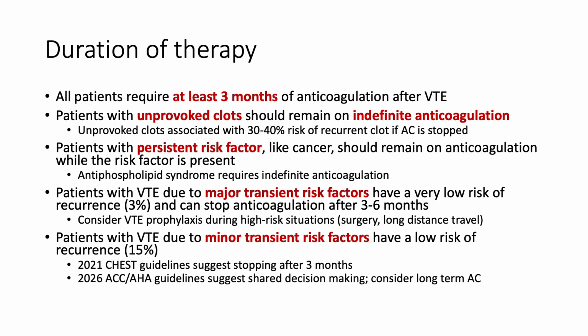Patients with a blood clot due to minor transient risk factors have a low risk of recurrence, about 15%. And so the 2021 CHEST guidelines suggest stopping anticoagulation after 3 months. The new 2026 guidelines suggest shared decision making. Consider long-term anticoagulation for patients who might have persistent risk factors like obesity.